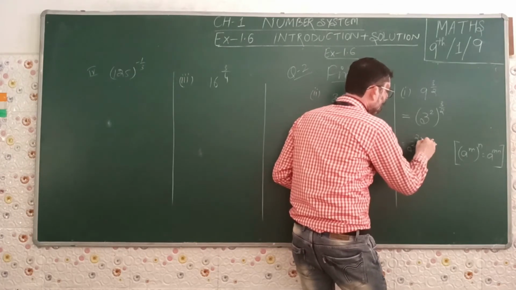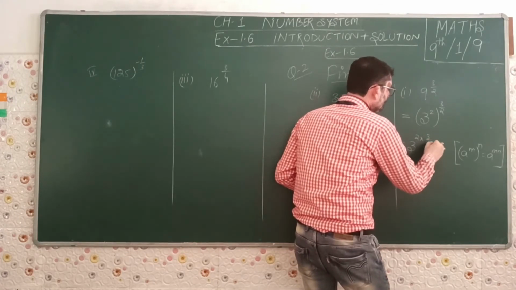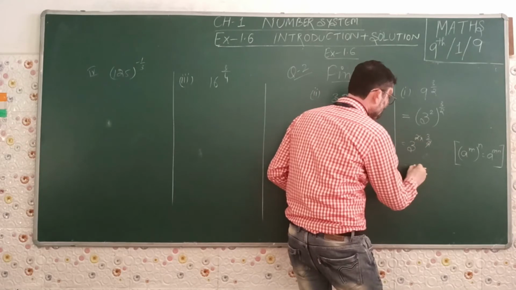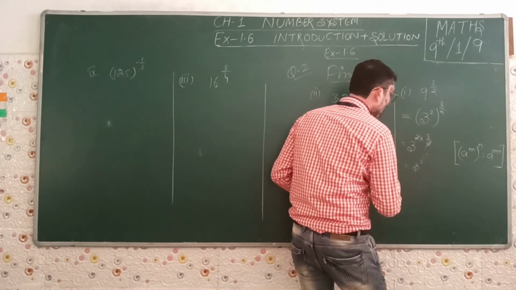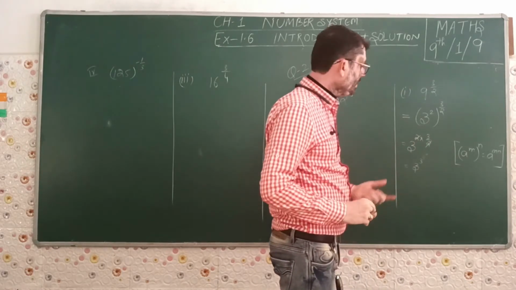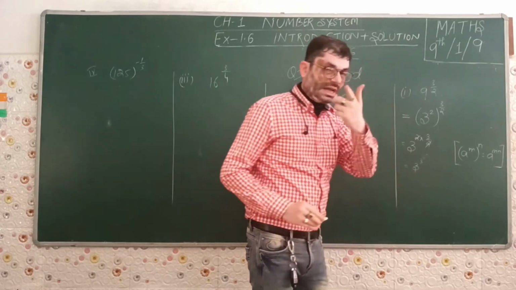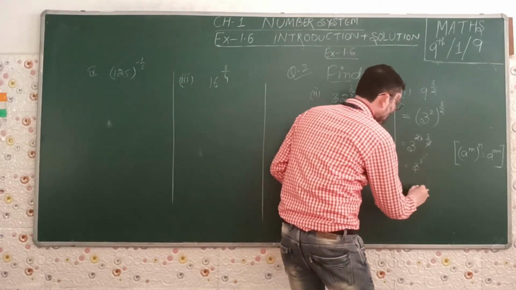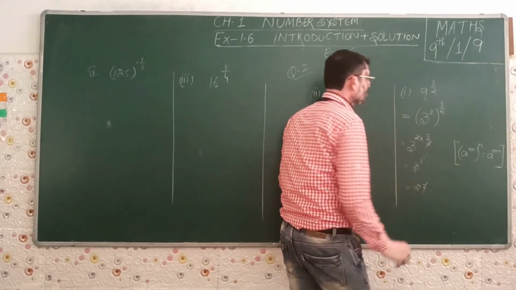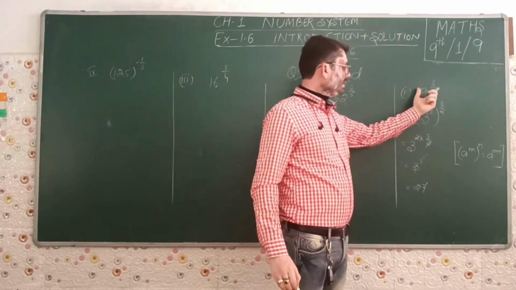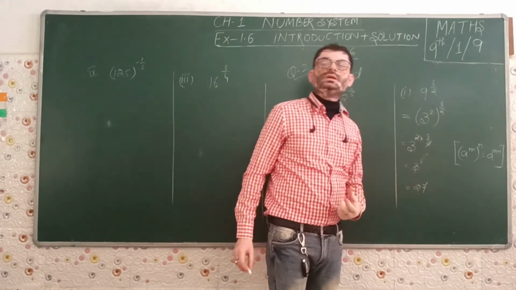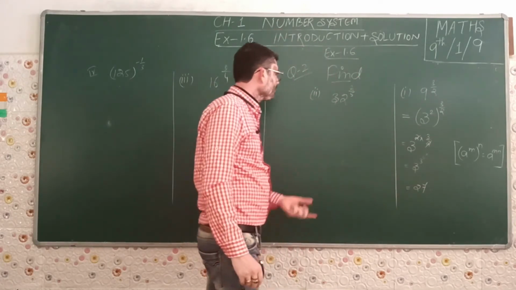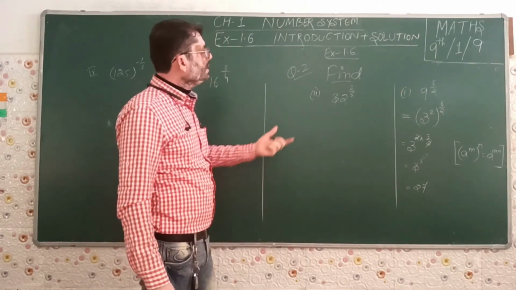3 to the power 2 into 3 by 2. Now this 2 and this 2 cancel. So the final answer on simplification is 3 to the power 3. 3 to the power 3 means 3 times 3, so 3 into 3 into 3, and that is equal to 27. Now on simplifying 9 to the power 3 by 2, we obtain the answer to be 27. Moving on to the next bit.